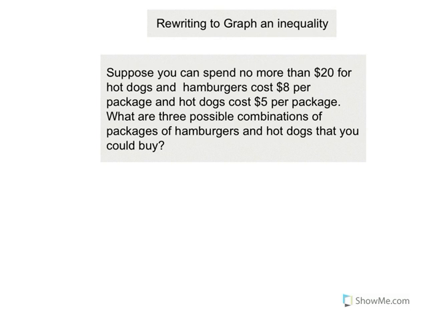Okay, you try. Please find the solution for this inequality. Sorry, forgot a word. Suppose you can spend no more than $20 for hot dogs and hamburgers. Hamburgers cost $8 per package, and hot dogs cost $5 per package. What are 3 possible combinations of packages of hamburgers and hot dogs that you could buy? Now solve the problem.